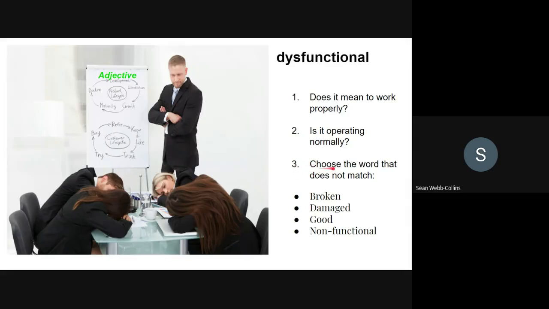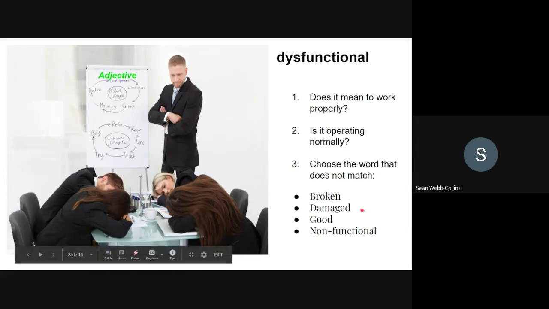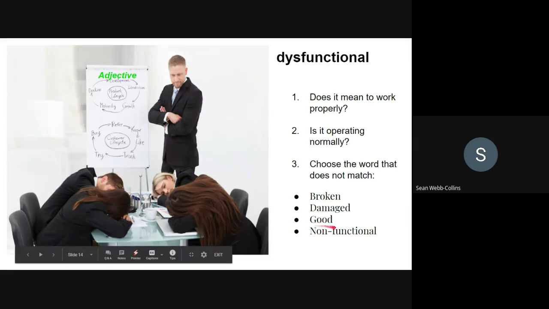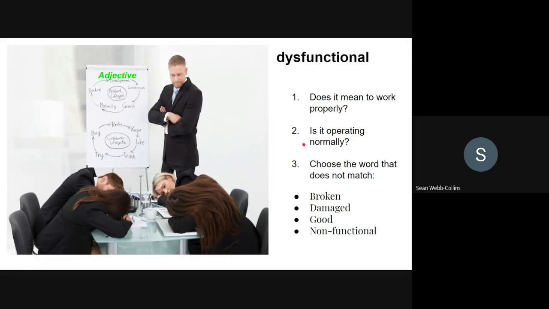Number 3, choose the word that does not match. For example, broken, damaged, good, or non-functional. Once more, the choices were broken, damaged, good, or non-functional. Well, we know that if something is dysfunctional, it does not work properly or normally, so it must be good. Good does not match because if something is broken, damaged, or non-functional, it means they don't work normally or properly.